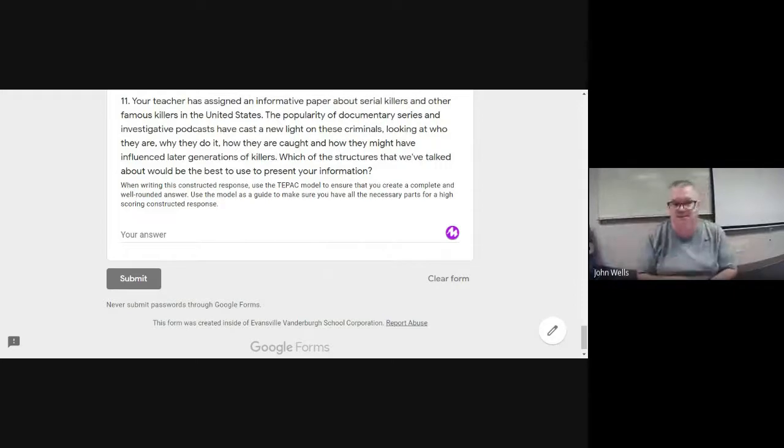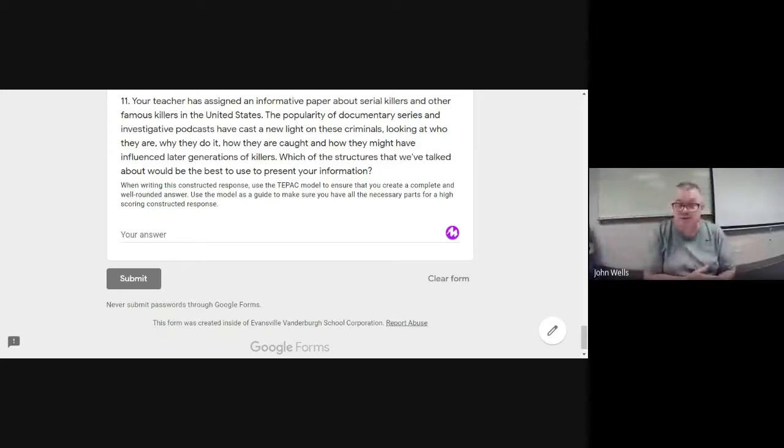When we look at this question here, this is a constructed response. It is not a TPAC. Although we are going to use the TPAC model to write the constructed response, I really want you to get into the habit of saying this is a constructed response. It's not a TPAC. There is no such thing as a TPAC. The TPAC model helps us create that constructed response, right?